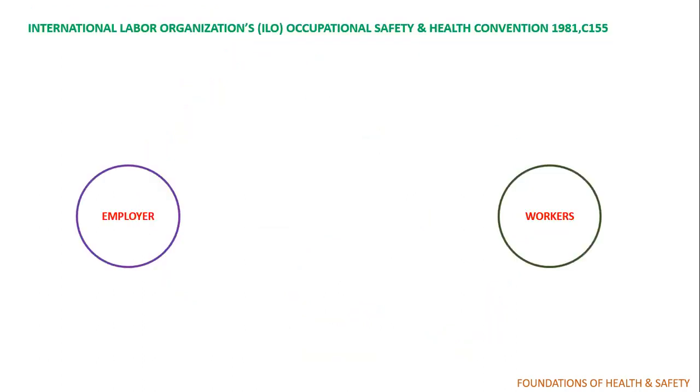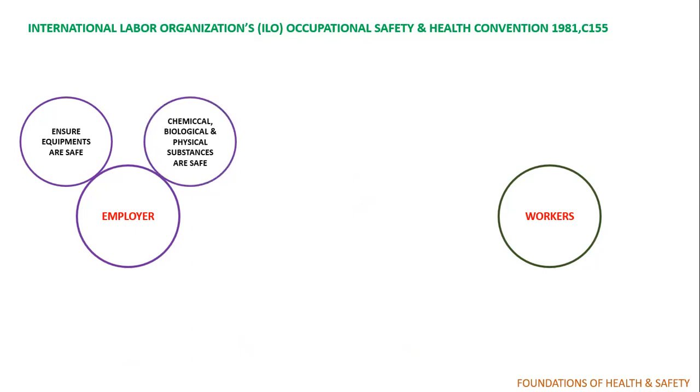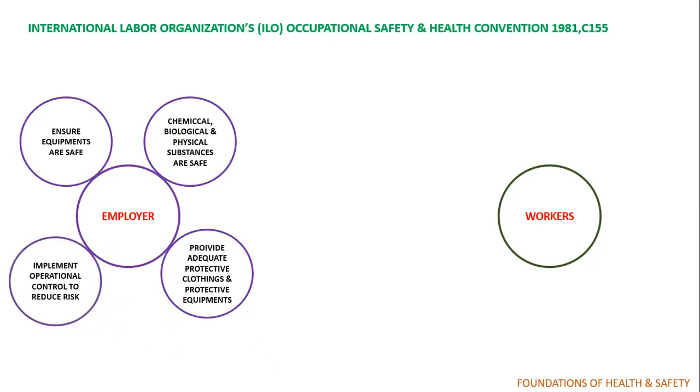So now, what are the employers' duties or responsibilities, and what are the workers' duties, responsibilities and rights? The employer should ensure that the equipment is safe, and that chemical, biological, and physical substances at his control are in safe condition. Then the employer should provide adequate protective clothing and protective equipment, and the employer should implement operational controls to reduce the risk. So these are the responsibilities of the employer.